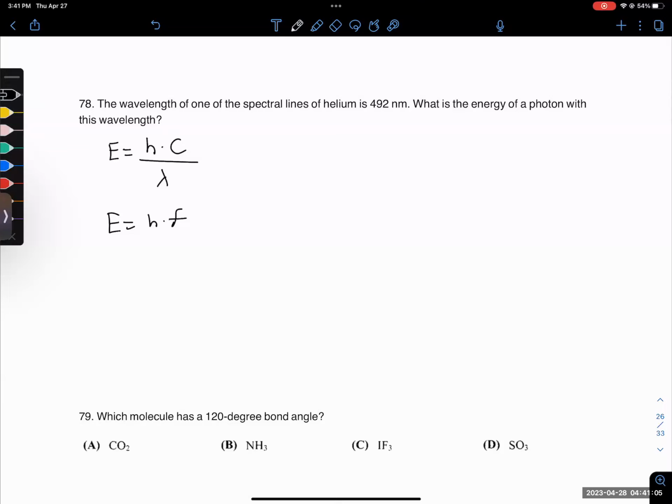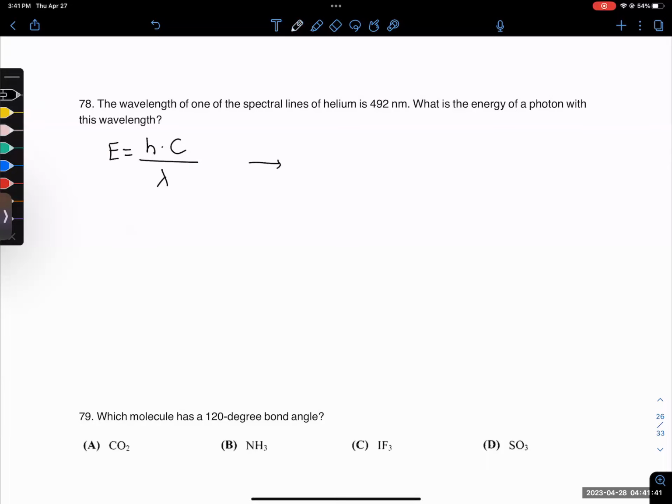All right, so where do we find that? Which one should I be using for this problem? The first one, I agree. Why? Because they give us wavelength. They give us 492 nanometers. Clearly that's a wavelength, and we should use the equation that incorporates wavelength in relation to energy. So we're gonna erase the second equation.